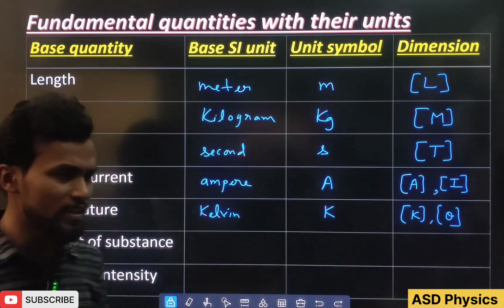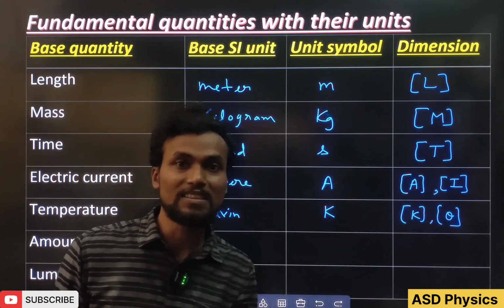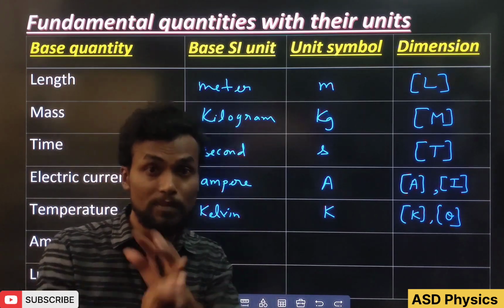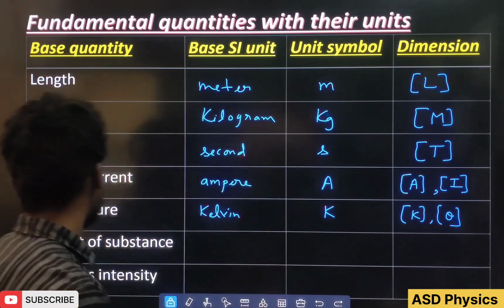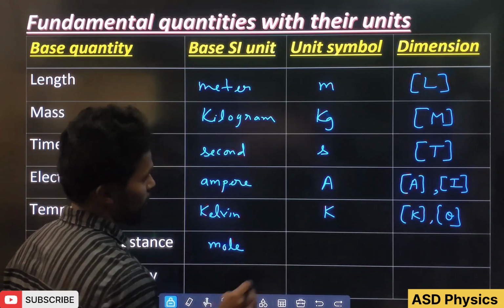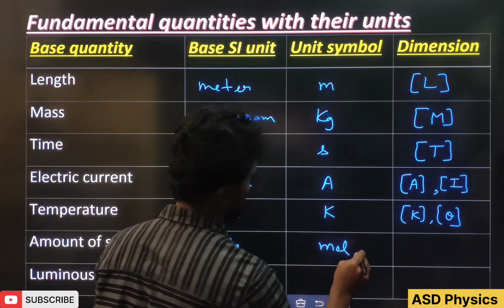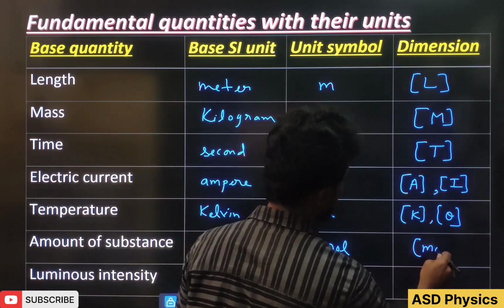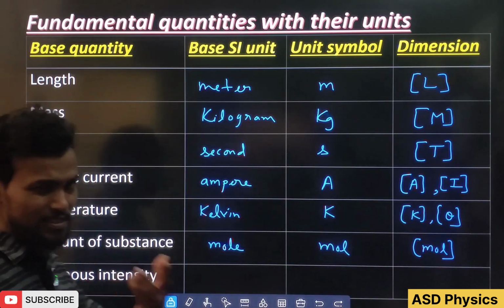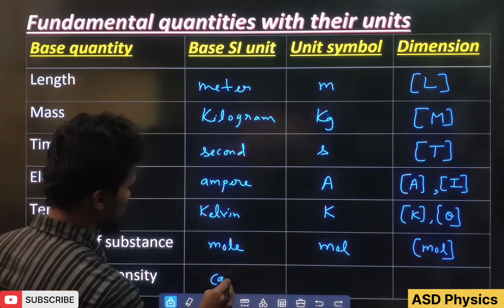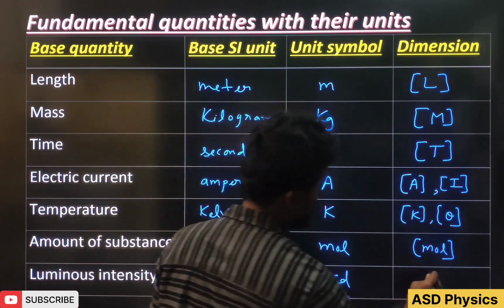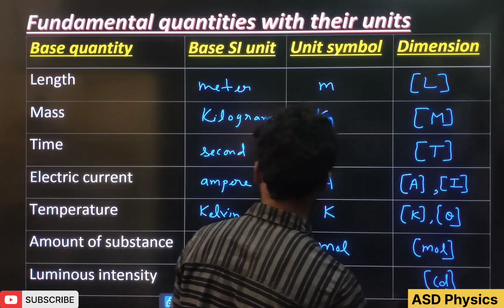And remember one more thing here: the minimum temperature possible in this universe is 0 Kelvin, and the temperature on the Kelvin scale will never be negative. Remember that. Okay. Amount of substance is given by mole. Here mole, and in the big bracket also we write mole. Last one, luminous intensity, very rarely used, but write candela. Here cd, and for dimension also cd.